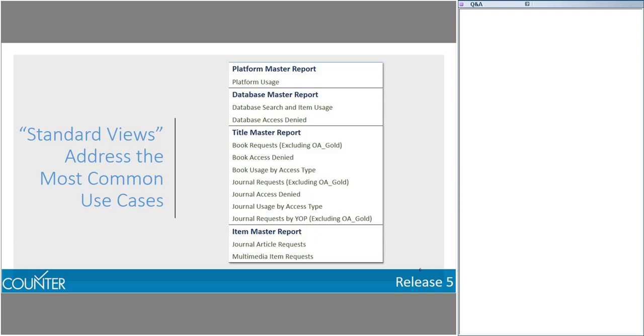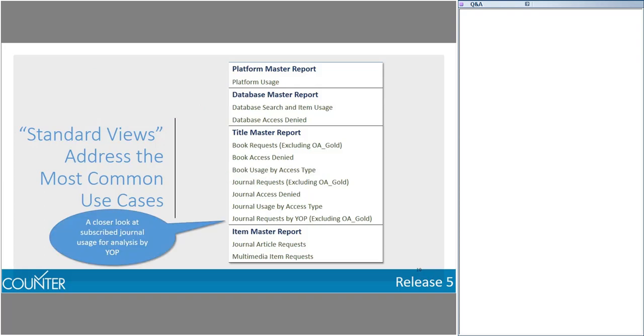And so some quick examples here. In the database reports, the database search and item usage is what you would get if you want to analyze the performance of databases. And by having a standard view, the goal would be all libraries can use the same view and thus have comparative statistics. If we jump down to the title reports, there's reports for books. The book request report would replace book reports one and book reports two. You can see access denied there. Journal requests, that would be a standard view that would replace journal report one.